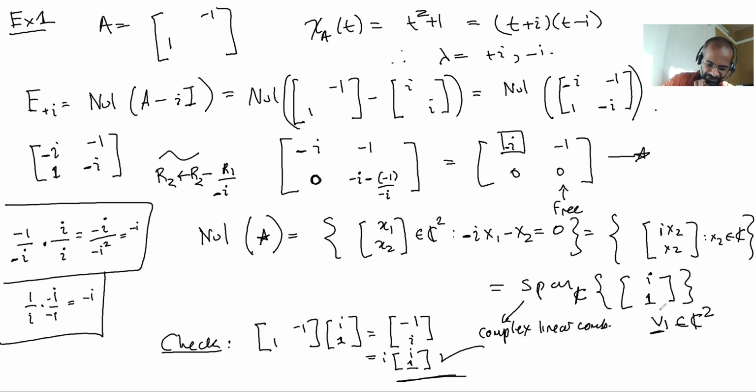So any questions about that computation? We computed an eigenvector using the same method. The method isn't different, but you just have to do a little bit of complex arithmetic. Okay, so same method as before, but with some complex arithmetic.